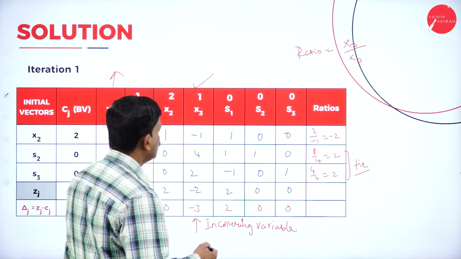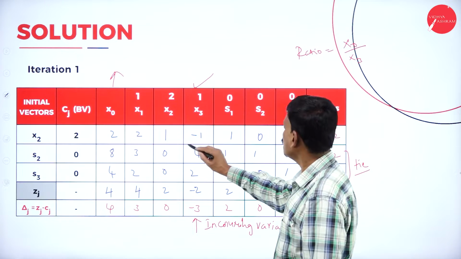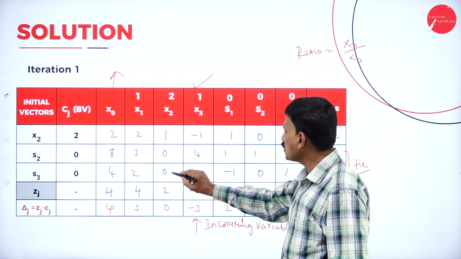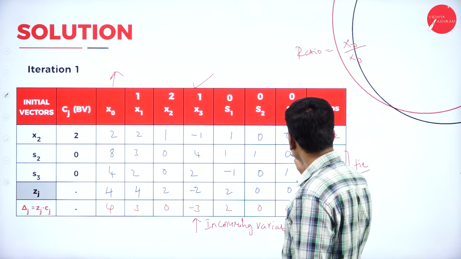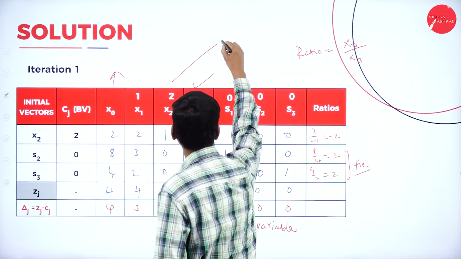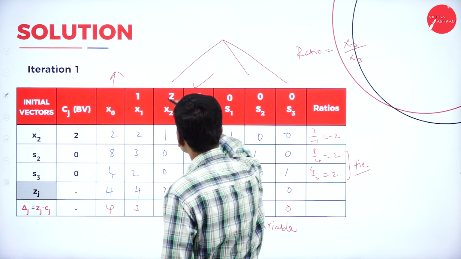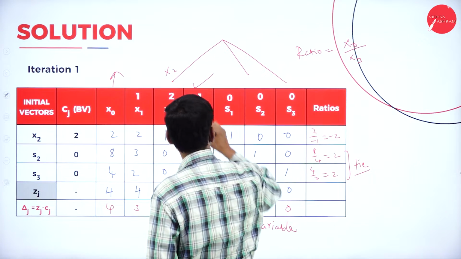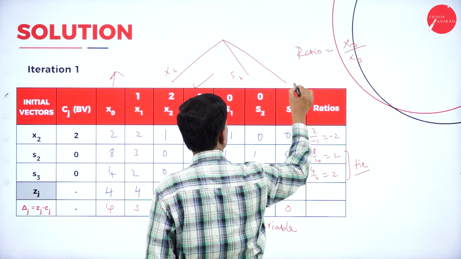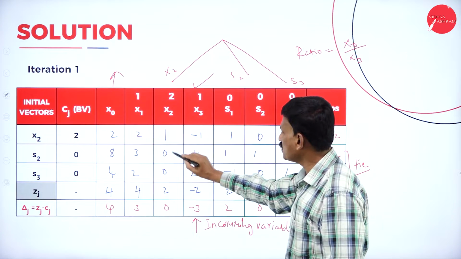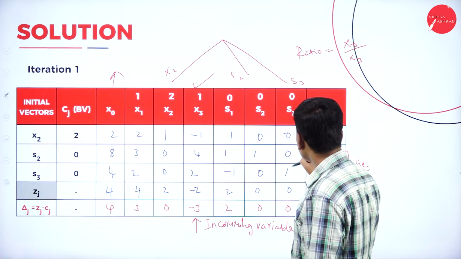Here, just identify the identity matrix. This is 1 0 0, 0 1 0, 0 0 1. This will form an identity matrix. So that is x2, then s2 and s3. For x2 we have 1 0 0, and then 0 1 0 and 0 0 1.